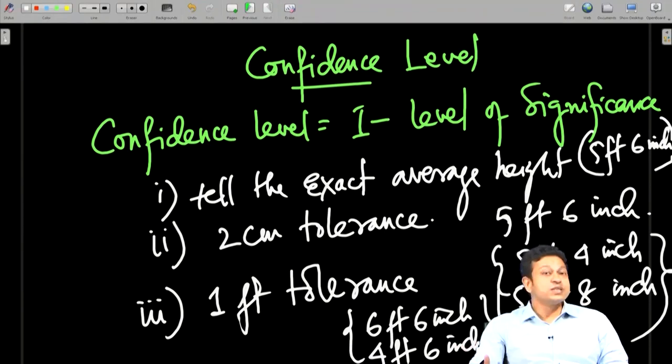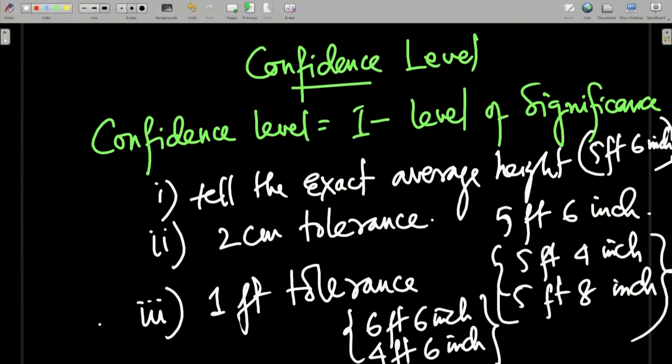If I ask you which category of game you want to play, given that the entry fee remains the same and the reward money remains the same, I am sure 100% of you will say that you want to play the third game, because you have more tolerance. You have more tolerance to make error, and yet you are getting the reward money. So for the third game, you are more confident to play.